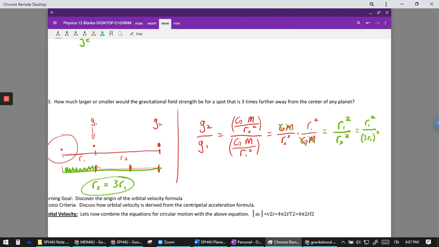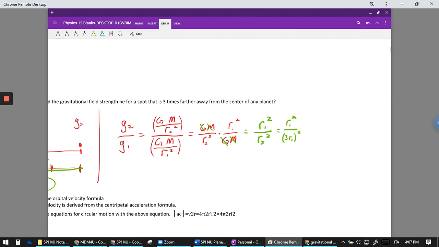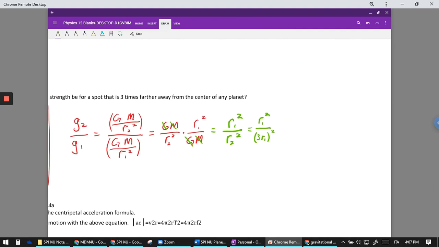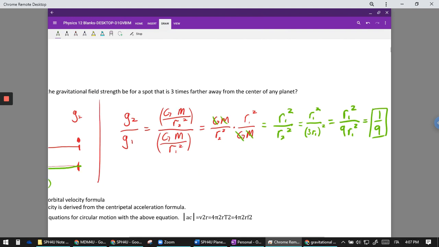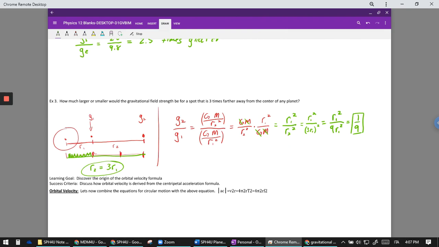And I'll go ahead and move out this way here. Maybe we can even go in a little bit here. So let's say, oh, look at this. Now I got R1 squared over 9R1 squared. And it looks like I'm getting 1 over 9. All right, so that's going to be our final result there.